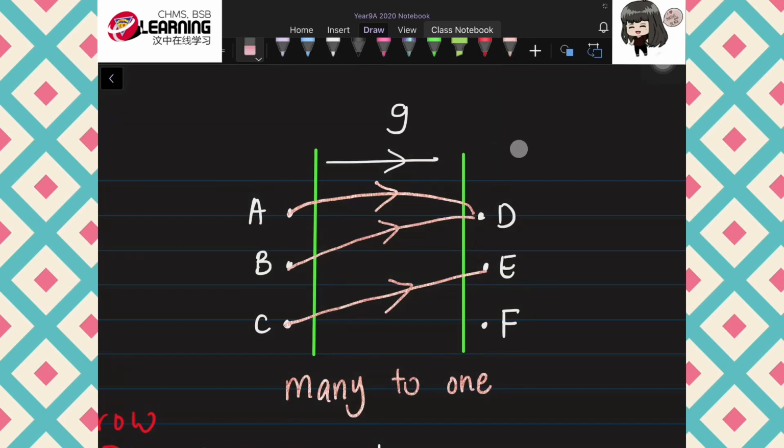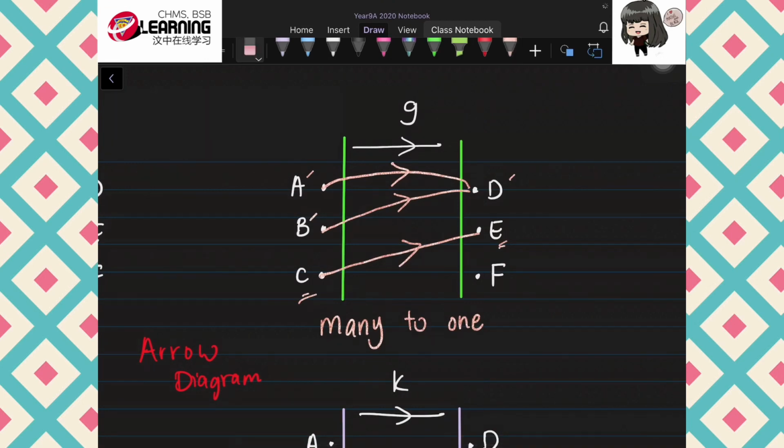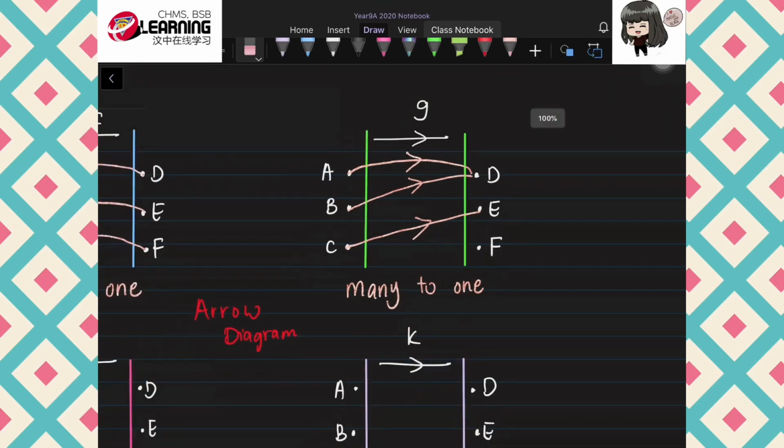Even though we have one object C to one image E, so 1 to 1 here, overall we have many to 1 because A and B map to only one image, which is D. So overall, we can see this kind of relation is called many to 1.